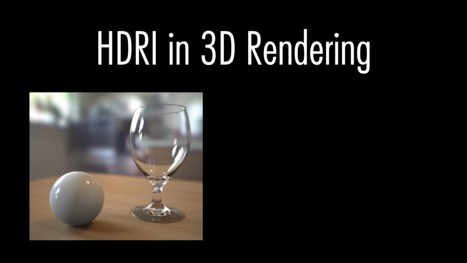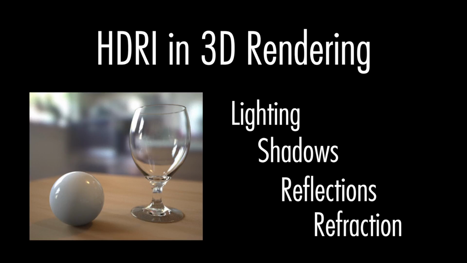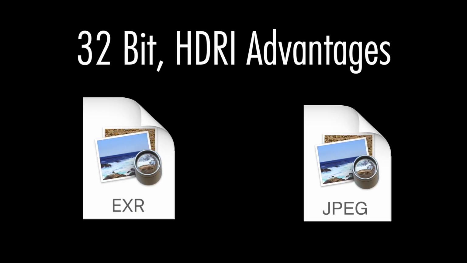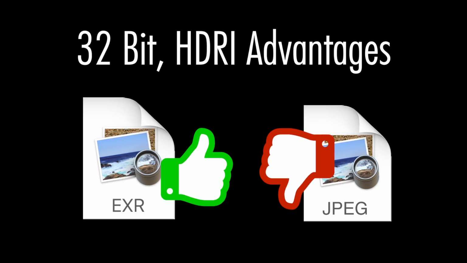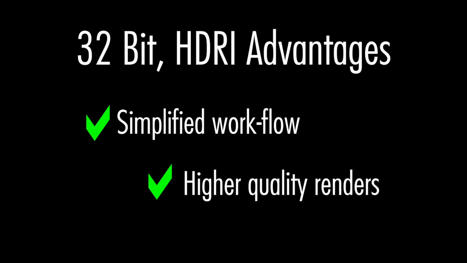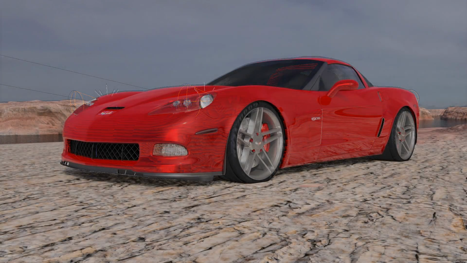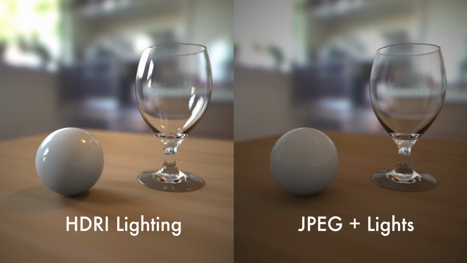Achieving extreme realism in your 3D scenes requires realistic lighting, shadows, reflections, and refractions. Using 32-bit HDRI or OpenEXR images instead of an 8-bit JPEG background image and lights has two advantages. Number one, you'll get a faster and simpler workflow, and two, spectacularly realistic renders. In short, achieving professional renders is as easy as dropping in a 32-bit image onto a sky object and hitting render.